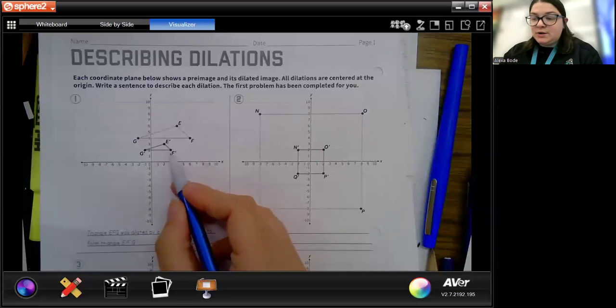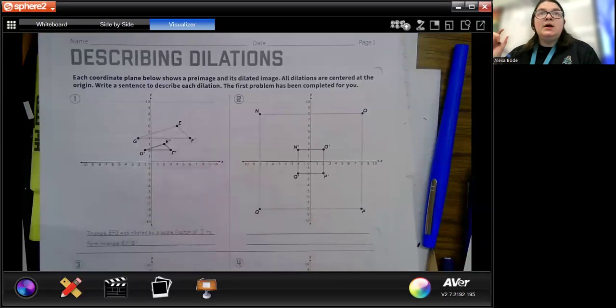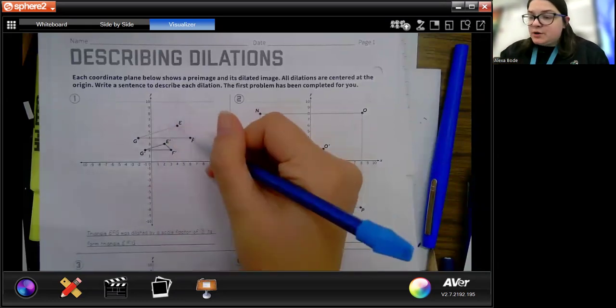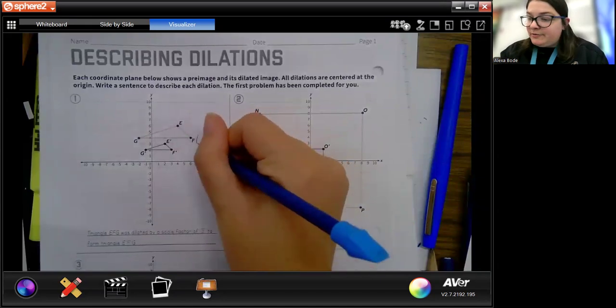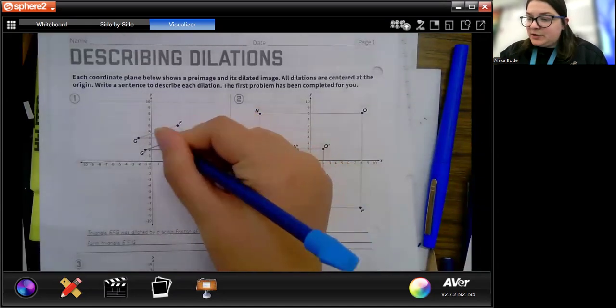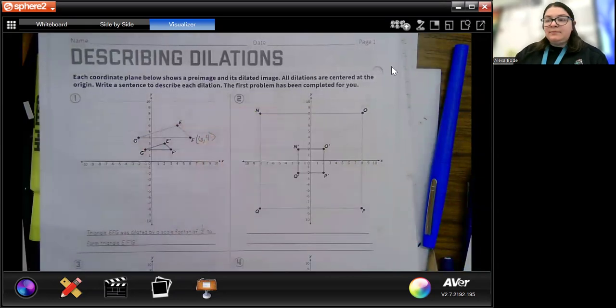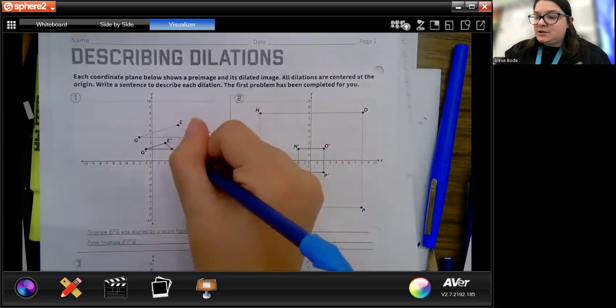I think doing the coordinates of the points is always going to be the best method because it's always going to be accurate. So if I look at the original, point F is at 6 comma 4, and then point F prime is at 3 comma 2.